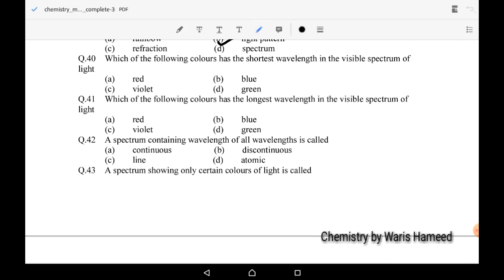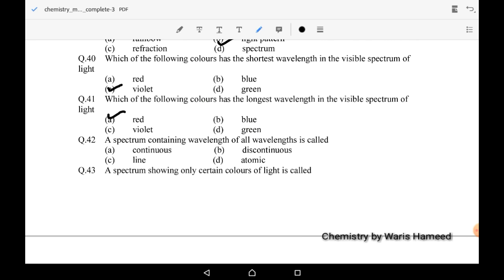We mostly use the term VIBGYOR. V is for violet. Violet has the shortest wavelength, and red has the longest wavelength. Which of the following colors has the longest wavelength in the visible spectrum of light? And I already told you that it's red.